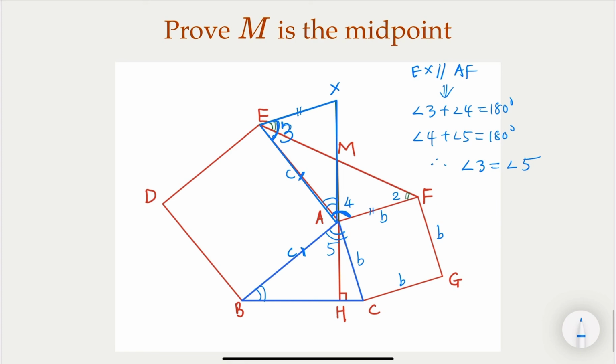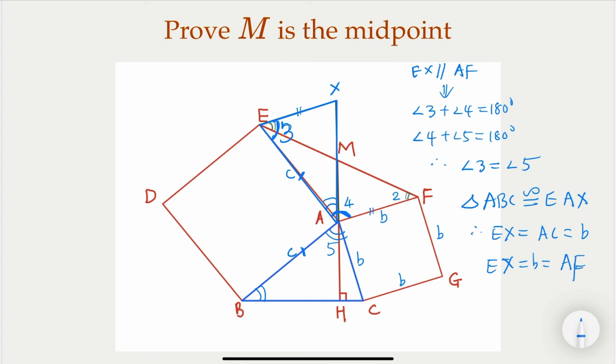So I have one side and two angles equal to each other. So the triangles are congruent. In other words, ABC is congruent to EAX. So in that case, EX must equal AC, and that means, because AC equals B, right? So here, what do you have? So EX equals B and must equal AF, right?